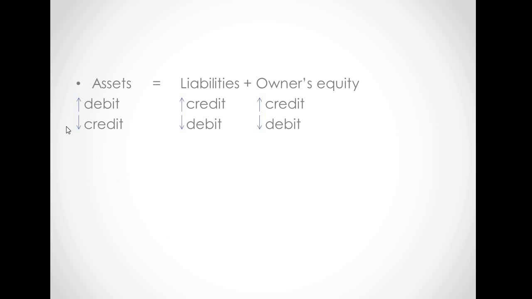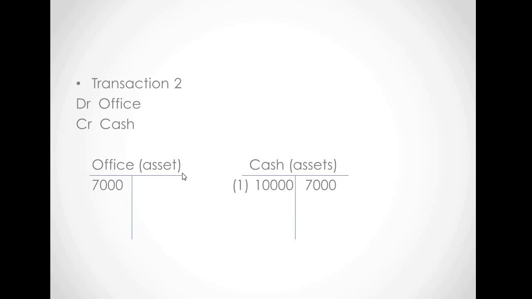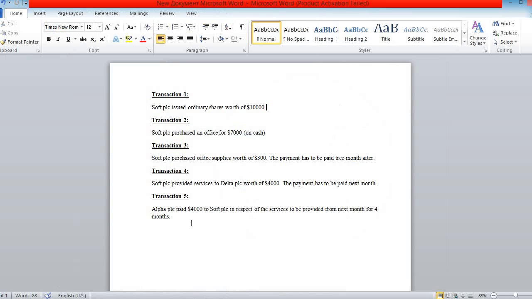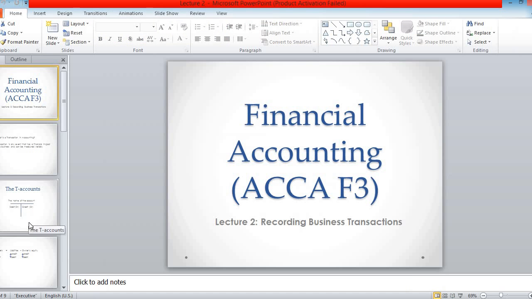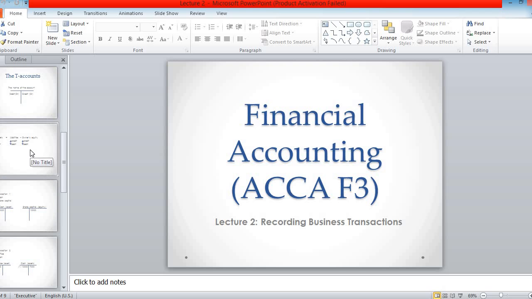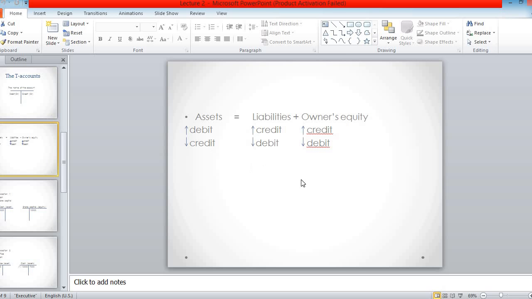I have some examples of transactions, and I want to show them to you. So the first transaction is, let's imagine an imaginary organization, Soft PLC, and in transaction 1, Soft PLC issues ordinary shares worth $1,000. And which entries do we make here?